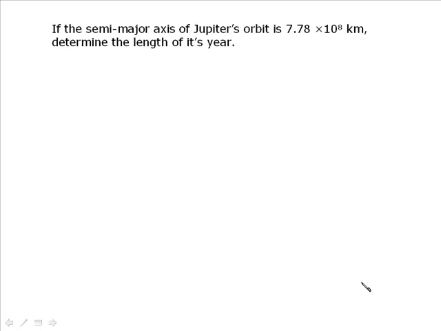So here's the question. If the semi-major axis of Jupiter's orbit is 7.78 times 10 to the 8 kilometers, determine the length of its year. This is another planet further away from the Sun, so we expect its year to be longer than ours. We go into this formula, 3 log d is equal to 2 log t plus 1.4, and we want to solve for the variable t. Do not think too hard. Rather, take this and plug everything in.